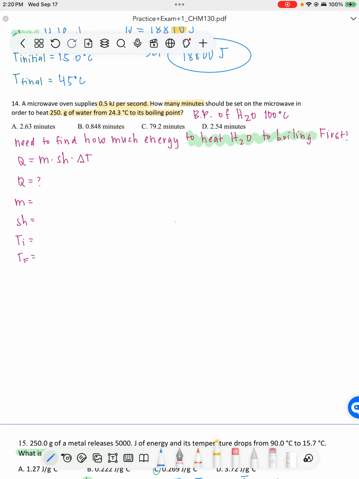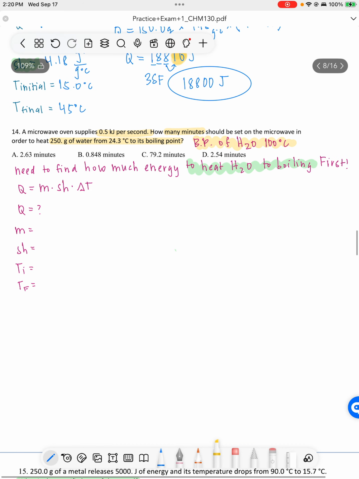So I've written down some information that you would either have to memorize or would be given on the test, and I think you have to memorize this. So the boiling point of water is 100 degrees Celsius. And how do we even go about this problem?